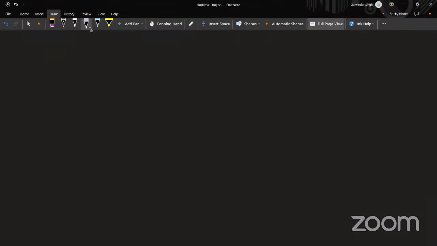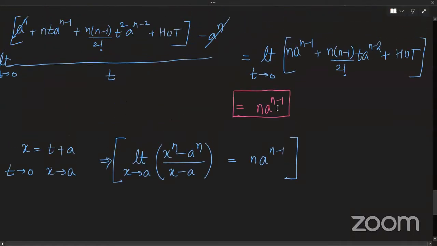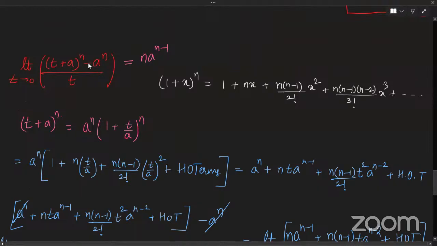So how do you get the final value? My final value is n into a raised to n minus 1, right? It will remain the same. The right hand side won't change because it has got nothing to do with t.